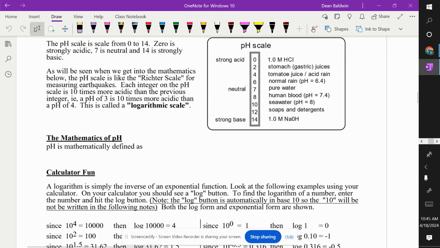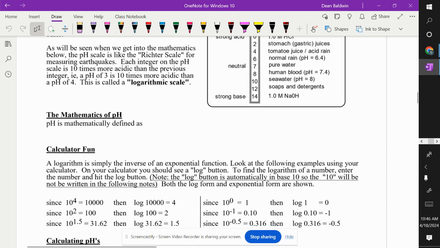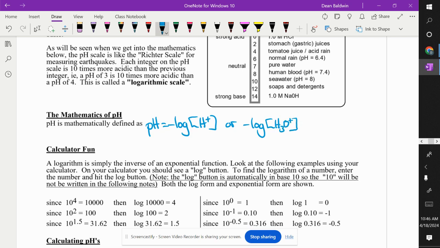Logs are in this unit. You just have to know how to hit some buttons on your calculator. I will not ask you to reproduce all the log rules you learned in Chem 12 or grade 12 math. But here's the definition of pH. pH is defined as the negative log of the concentration of protons, or if you don't like the protons, the hydronium ion, H3O+. That's the definition of pH.